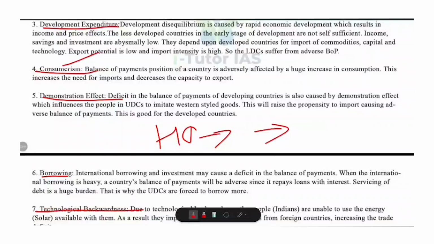And the second one, demonstration effect. People in UDCs, that is underdeveloped countries, often imitate the lifestyles of developed countries, and preference for imported Western style goods grows. That leads to higher imports and BOP deficit. Note that this benefits developed countries whose exports increase.